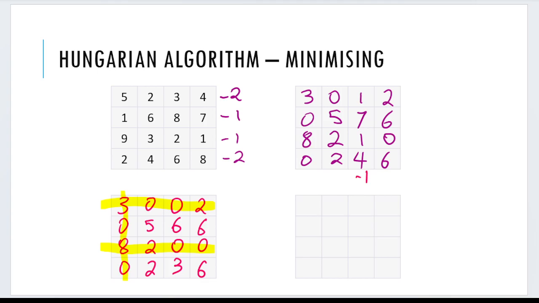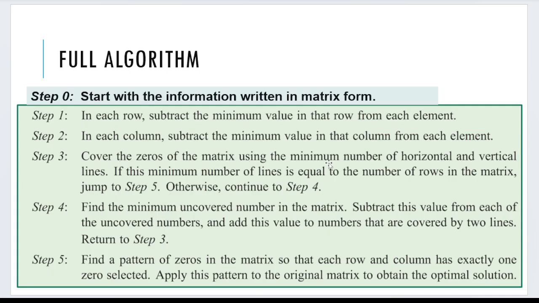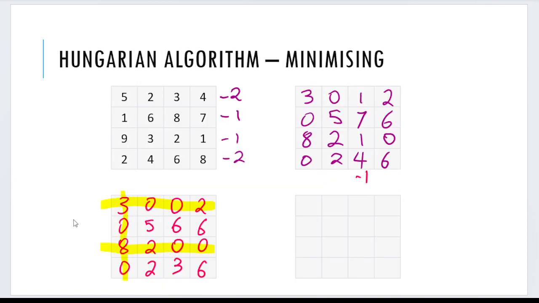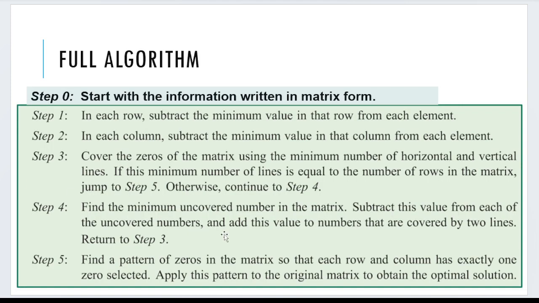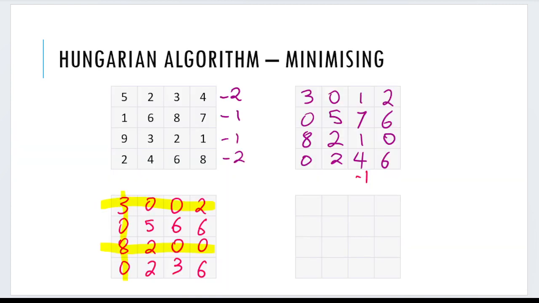Now, if we look at our algorithm, cover the zeros of the matrix using the minimum number of horizontal and vertical lines. If this minimum number of lines is equal to the number of rows in the matrix, we can skip step 4. However, we've only got 3 lines, and that is definitely the minimum that we could do. So we need to actually do step 4, which is to find the minimum uncovered number in the matrix. We subtract that value from each of the uncovered numbers, and then we add this value to numbers that are covered by 2 lines. So let's have a look at this one.